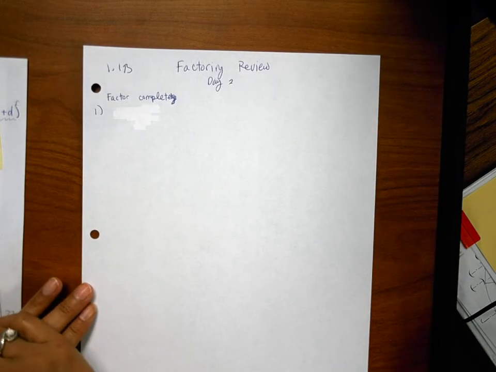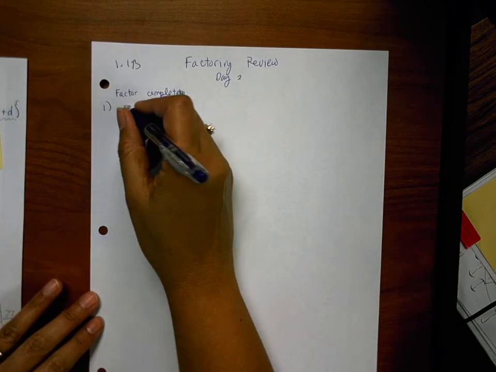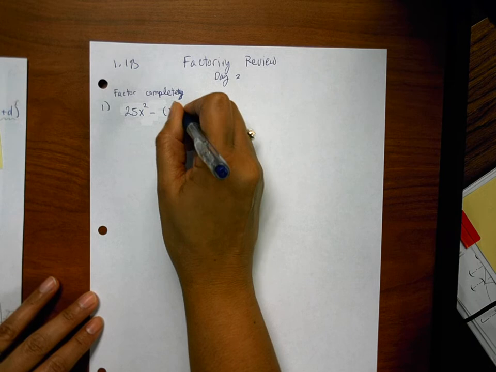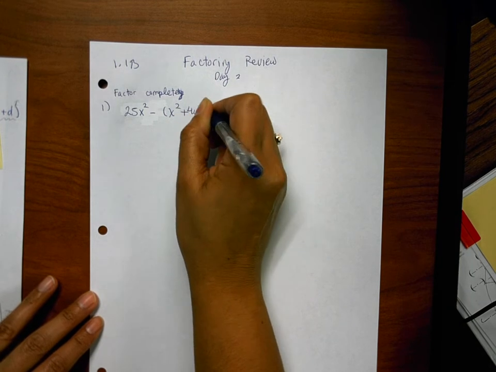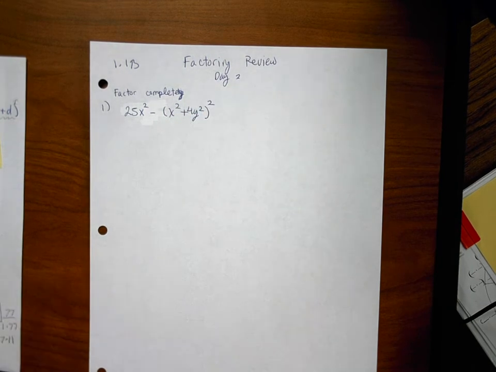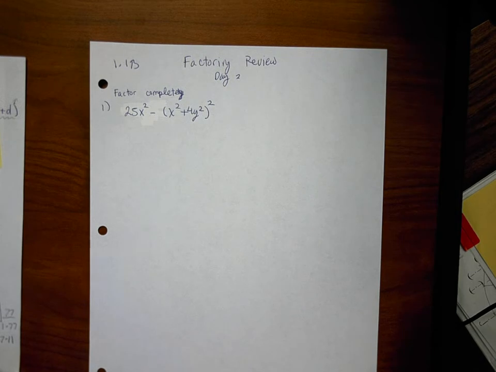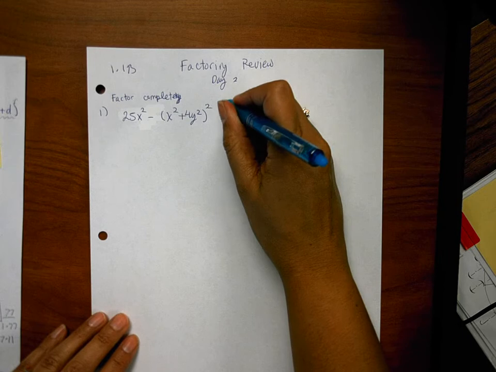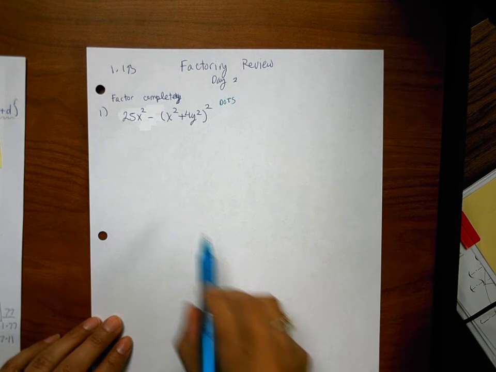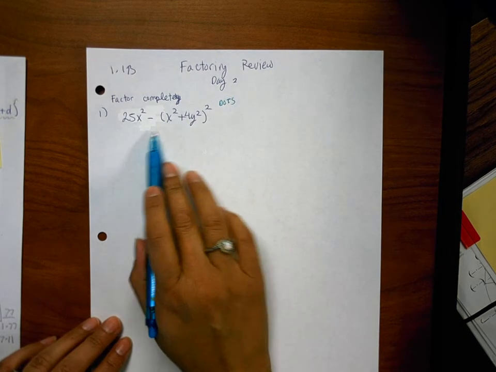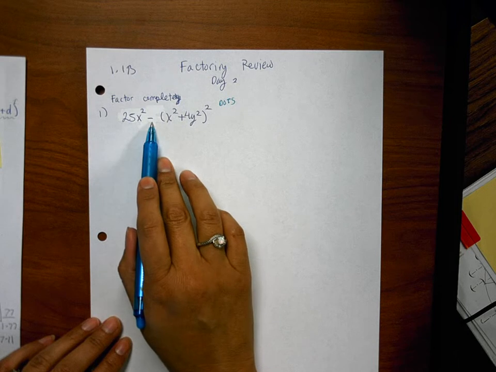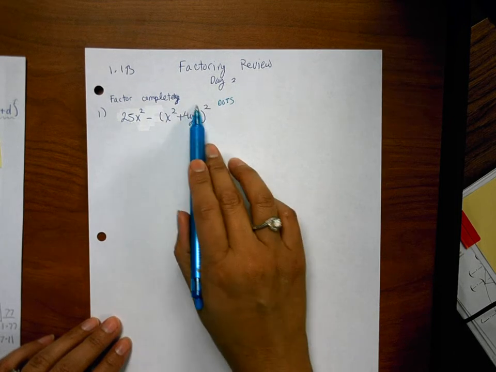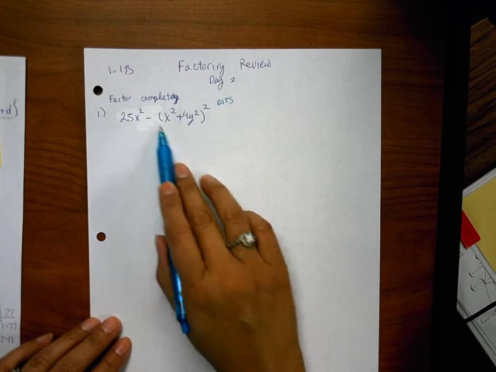Okay, factor completely. Number 1, 25x squared minus parentheses x squared plus 4y squared close parentheses quantity squared. Typical test question. You want to make sure you train your brain on how to recognize that this is a difference of two squares. Why? There's two terms. They're chunky, but they're two terms. Minus sign, that's the difference. Perfect square, 25x squared is a perfect square, and this in parentheses is a perfect square because it's being raised to the second power.